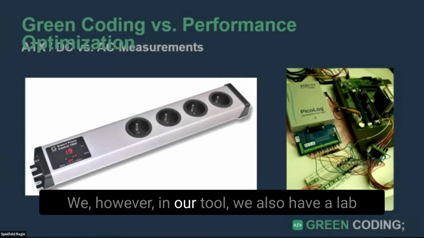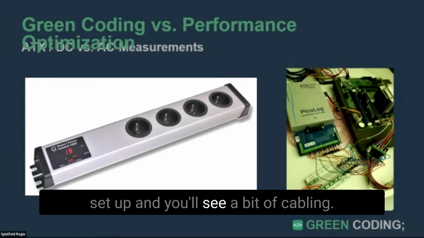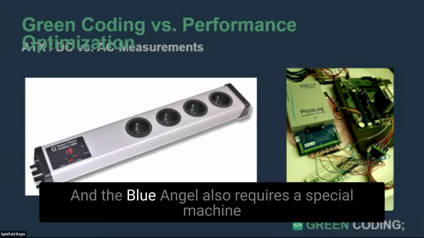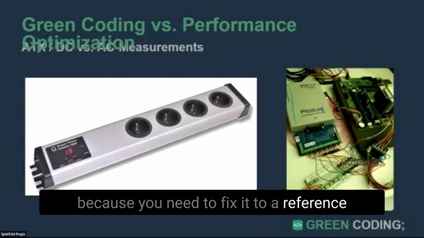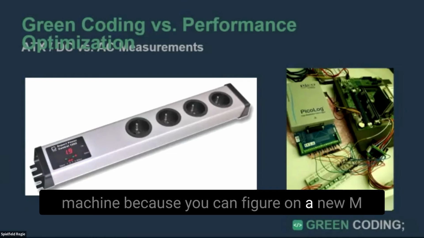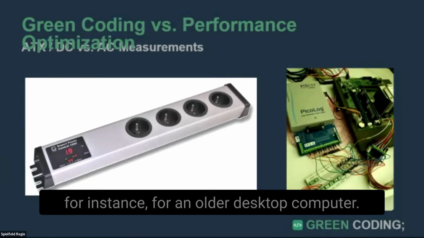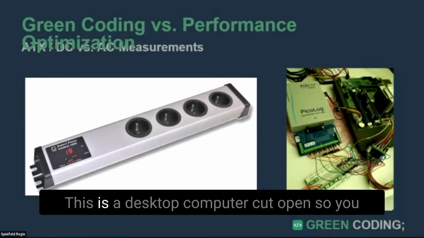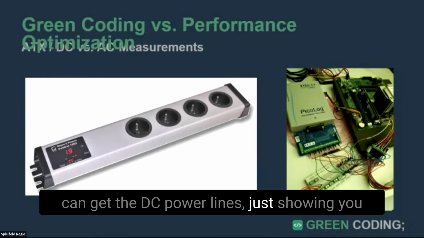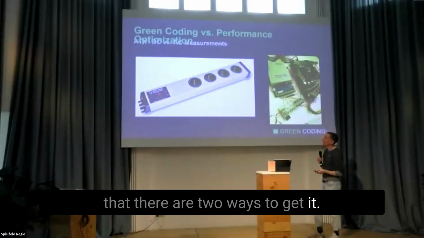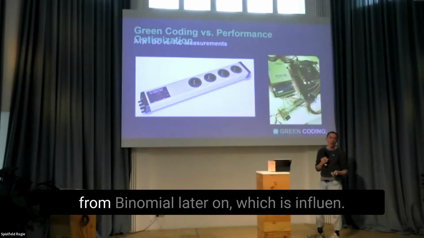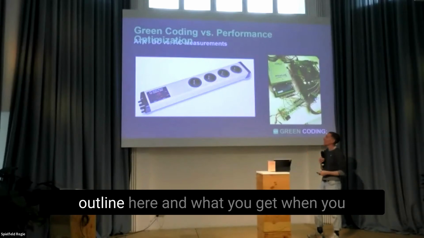We, however, in our tool, also have a lab setup, and here you see a bit of cabling. The Blue Angel also requires a special machine because you need to fix it to a reference machine, because you can configure on a new M1 chip, you would get very different results than, for instance, for an older desktop computer. This is the desktop computer cut open, so you can get the DC power lines. Just showing you that there are two ways to get it. There's more, and we will hear that from Benoit later on, which is Intel RAPL. But these are the tools I wanted to outline here.